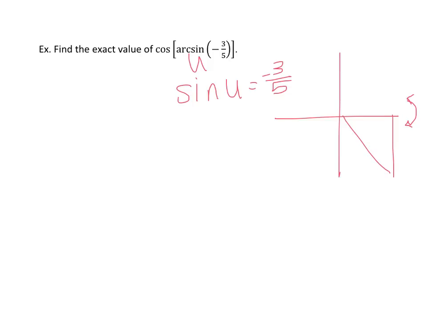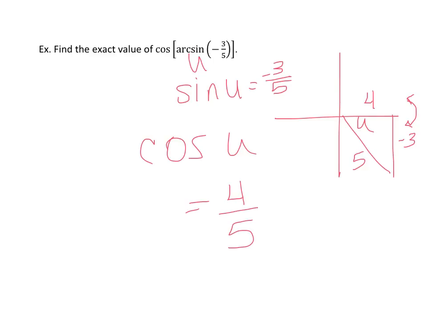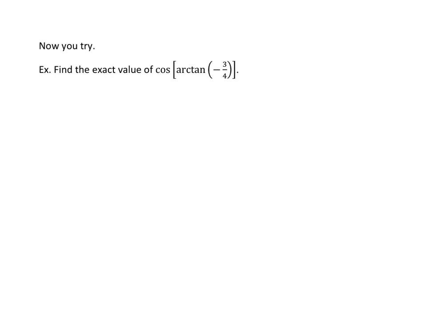If my sine is my opposite over my hypotenuse, -3 over 5. Solve for my missing side, that's got to be 4. And then answer cosine of this angle is going to be 4/5. Now you try a couple and then come back and check.